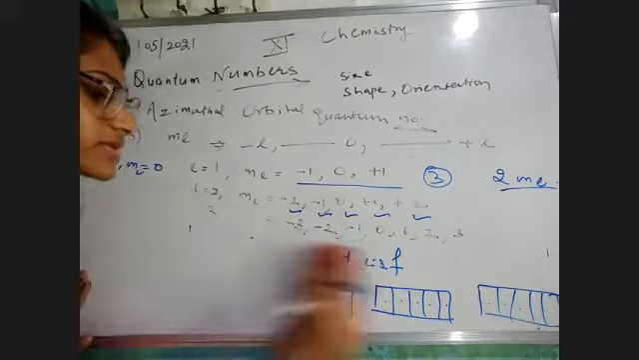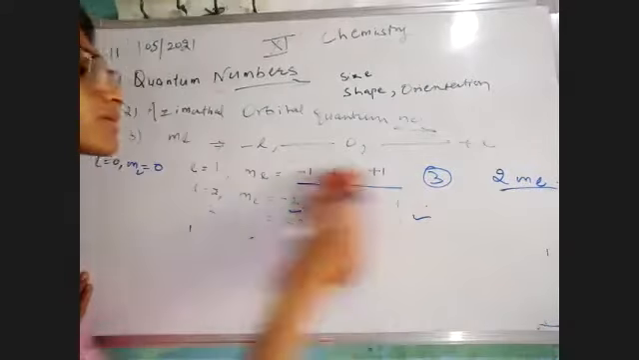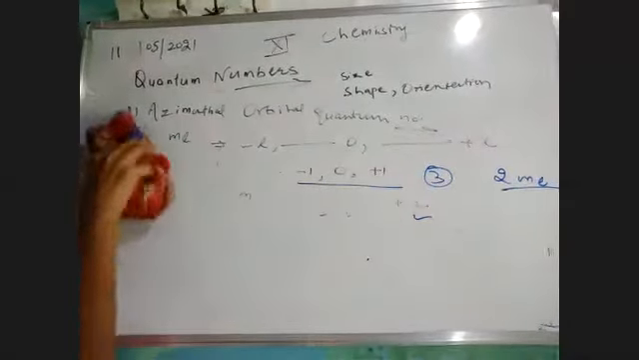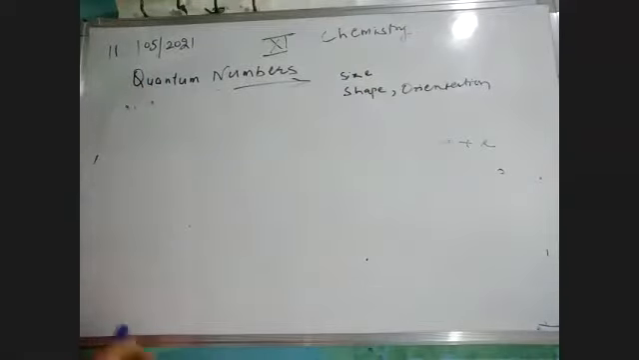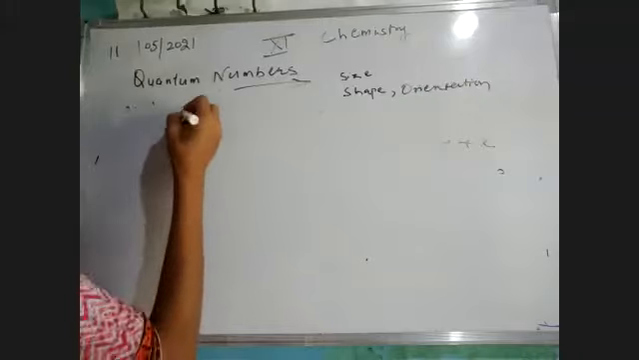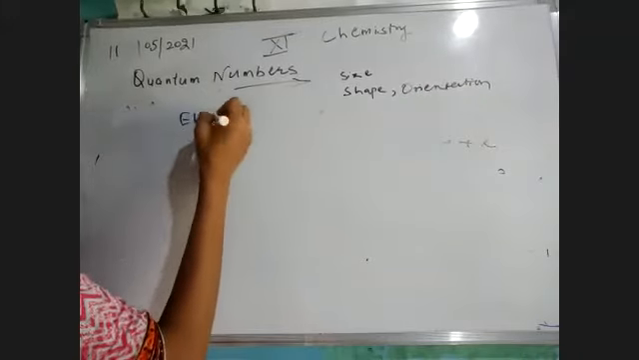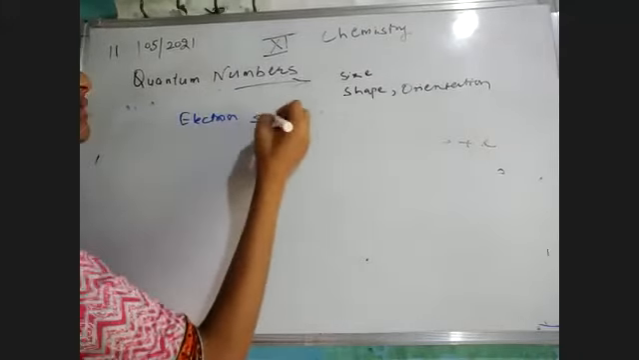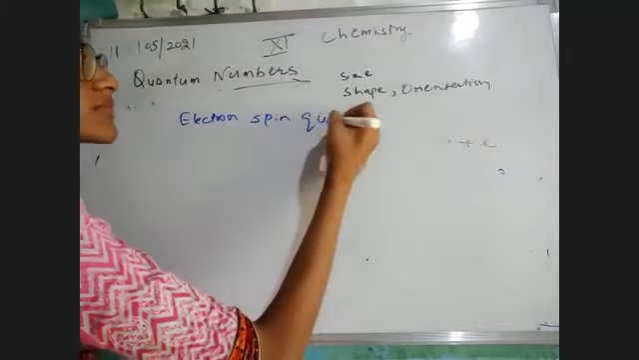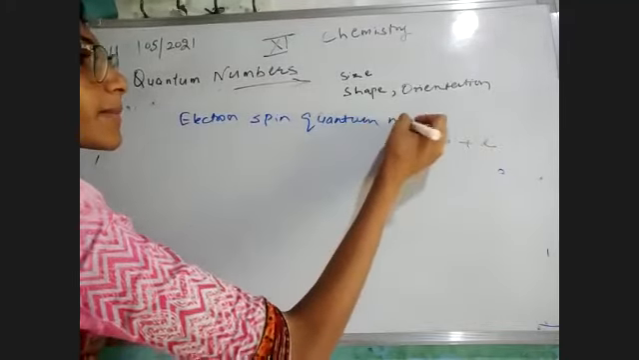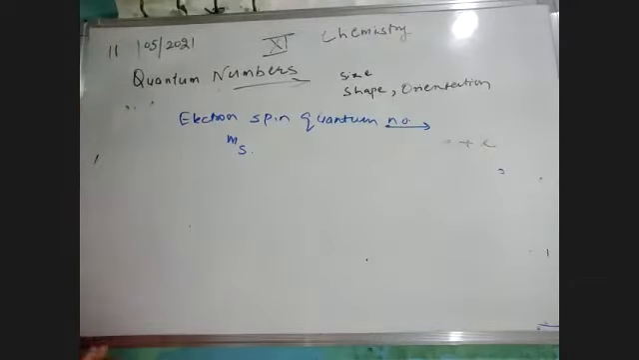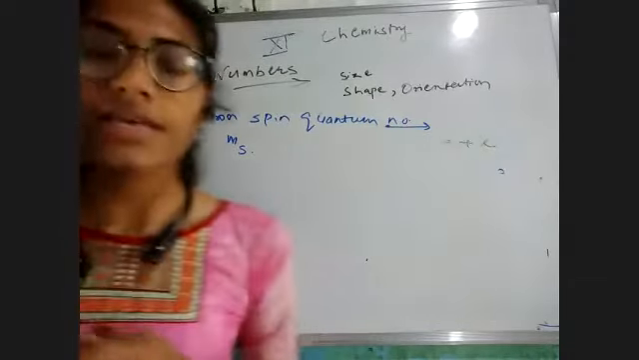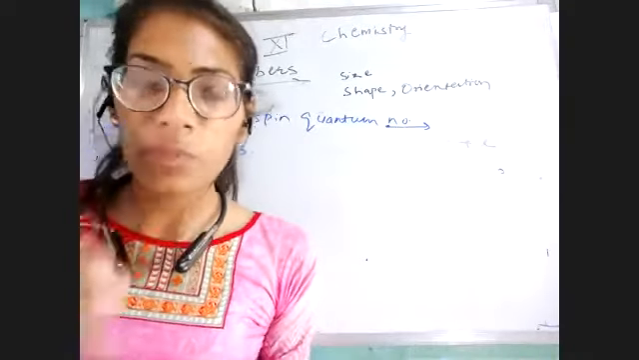So lastly, what we are going to study is the electron spin quantum number, which is represented by ms. It just gives us the value of the spin orientation.